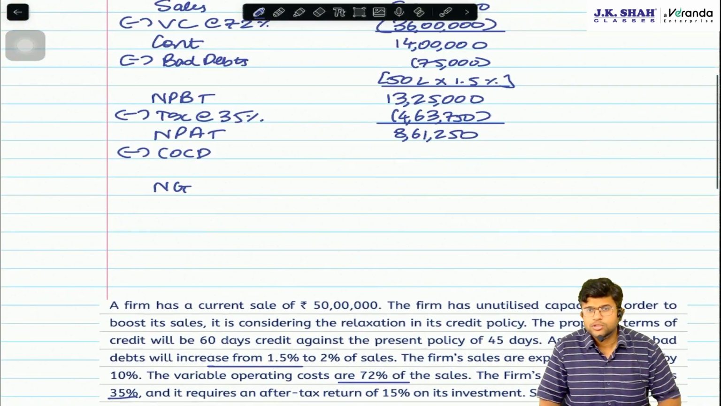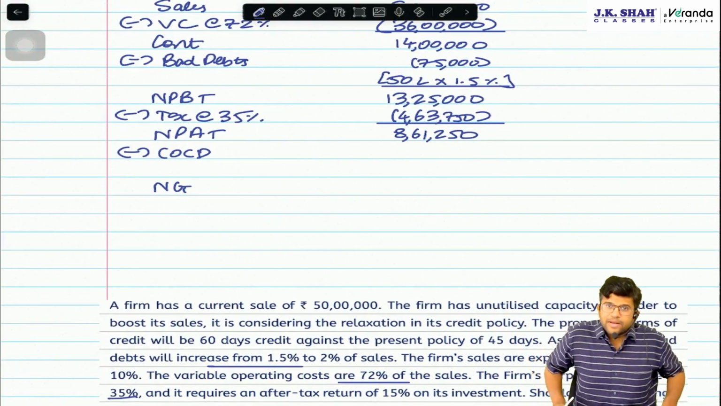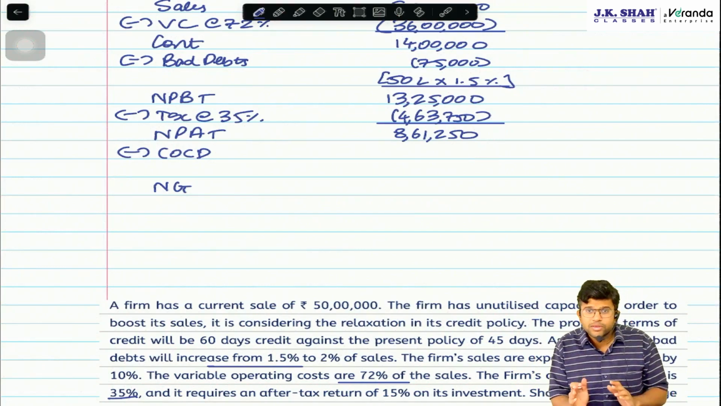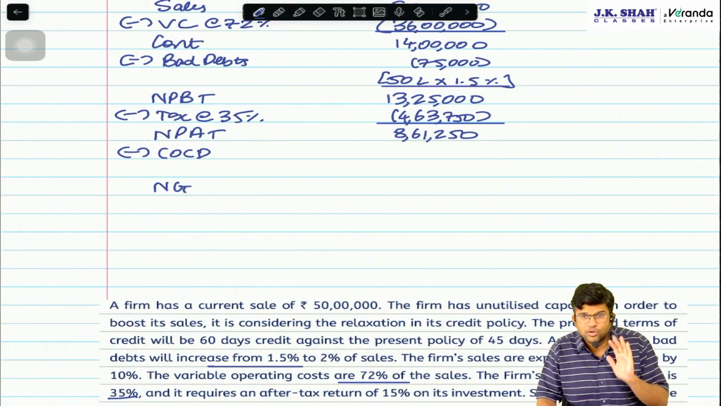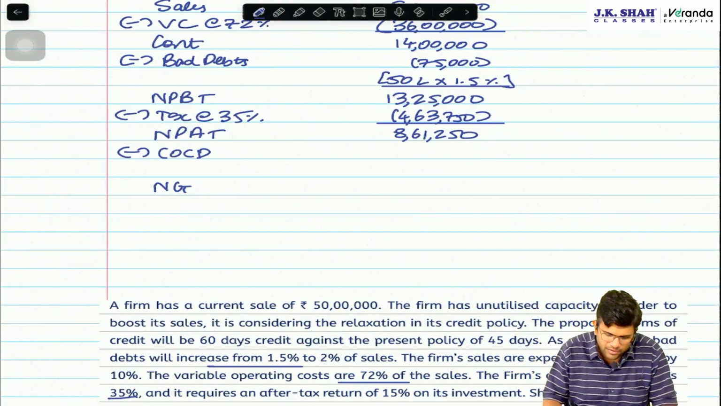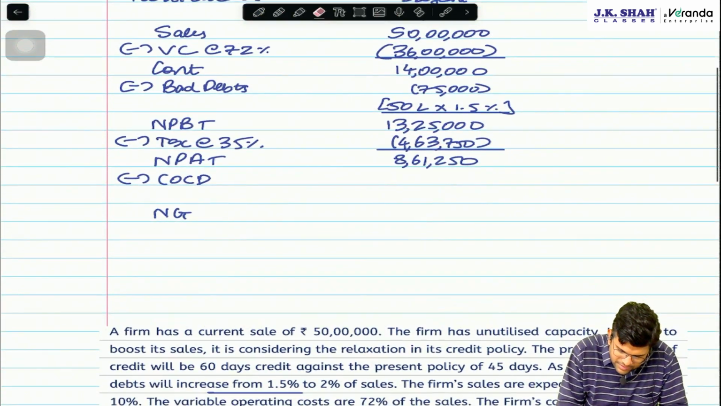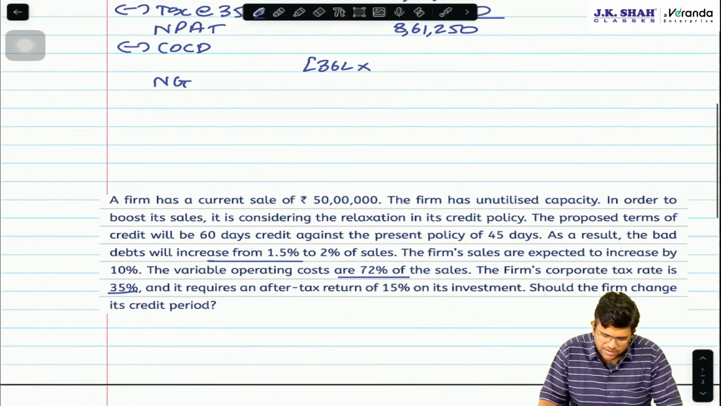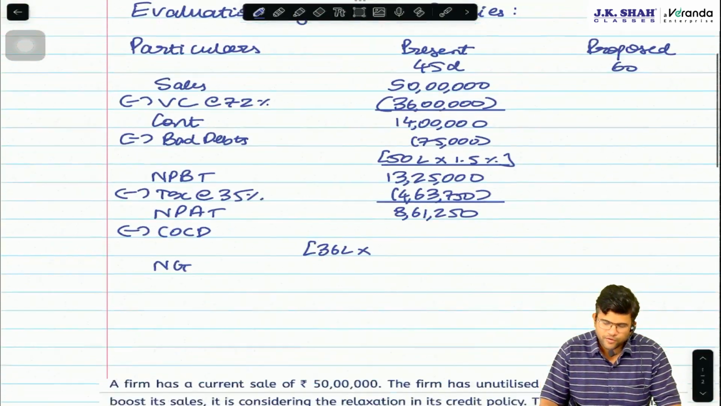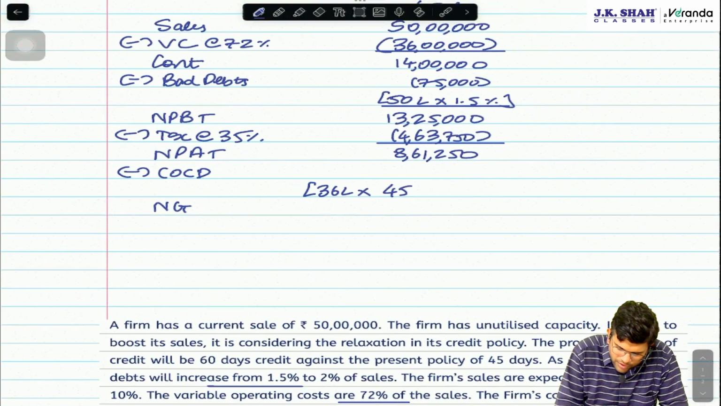In total cost, what all should we take? We should take variable cost and fixed cost both, but because fixed cost is not given, we will take only variable cost. So variable cost, can I say here, comes to 36 lakhs. Okay, 36 lakh into the average collection period, currently 45 days. So I will do into 45 divided by 365.